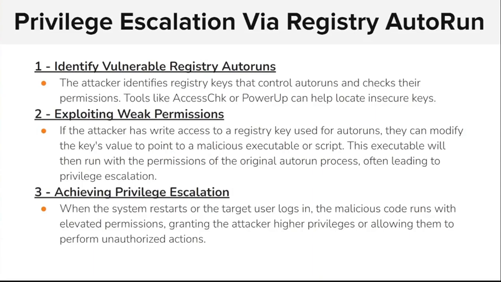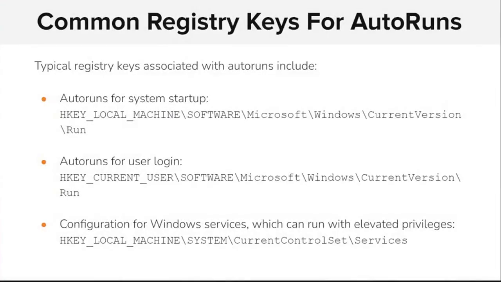And then, of course, finally achieving privilege escalation. When the system restarts or the target user logs in, the malicious code runs with elevated permissions, granting the attacker higher privileges or allowing them to perform unauthorized actions. There is another technique, a variant of this, whereby if we, as the standard non-privileged user account, have the permission to create our own autoruns, then that can work as well, instead of modifying an autorun service executable or program executable. But this will become clearer when we get into the lab demo.